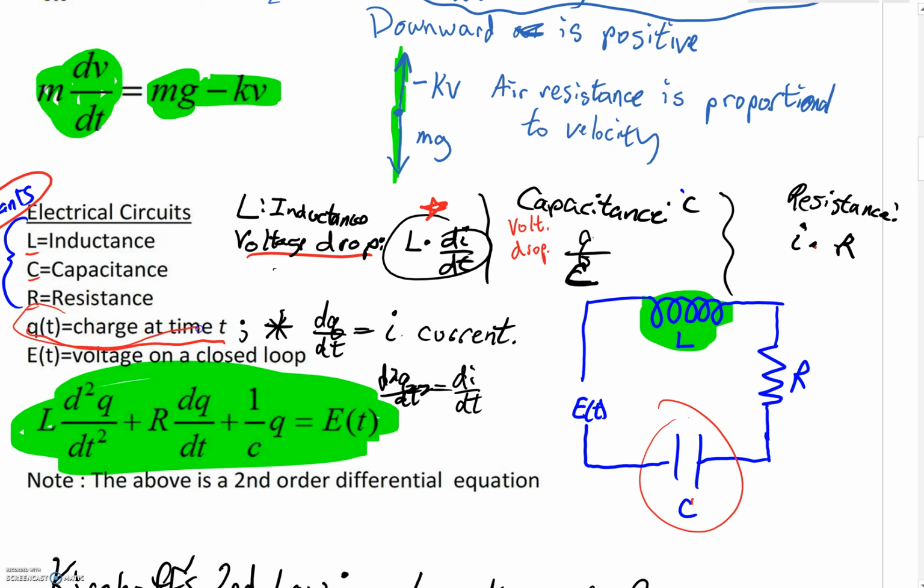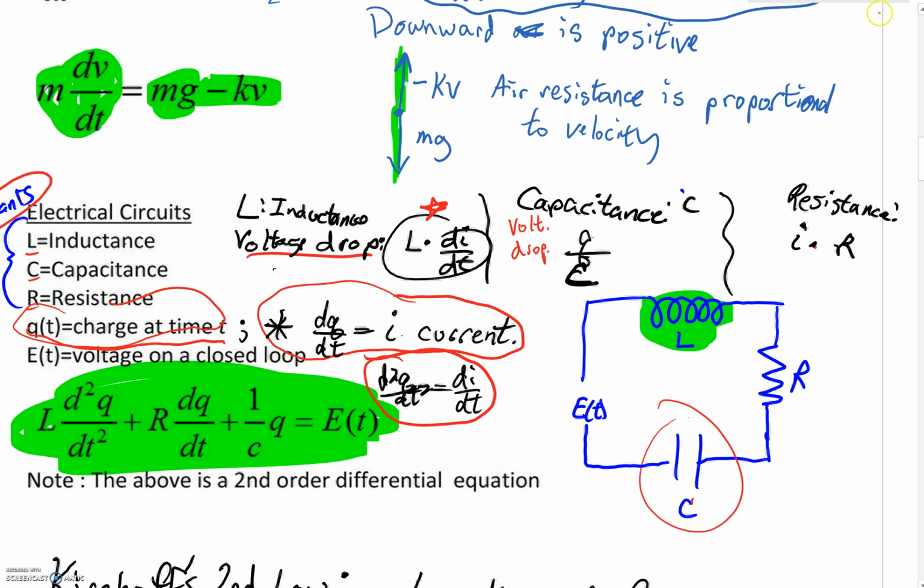And just getting back here, so we've got these basic formulas. Q is a charge at time t. What is current? Current, I, is how your charge changes with respect to time. So I is really dq dt. And then if I take a derivative on both sides here, we'd have the second derivative of q with respect to t. That equals di dt.